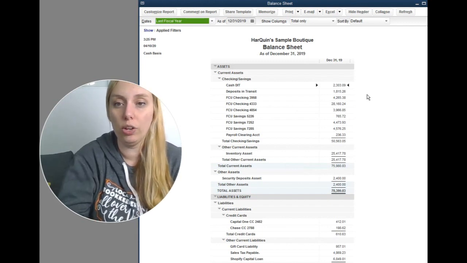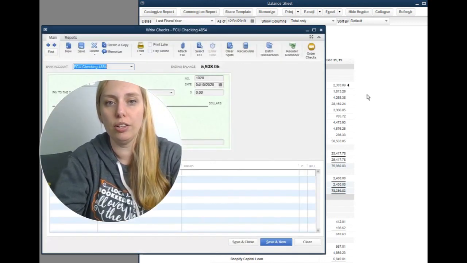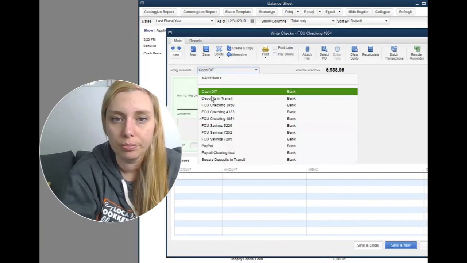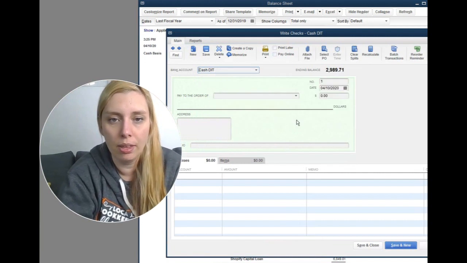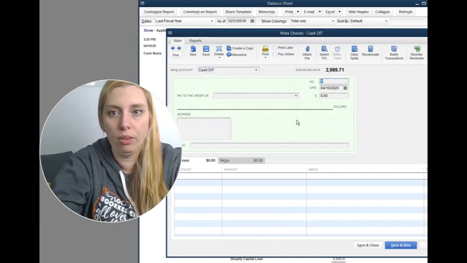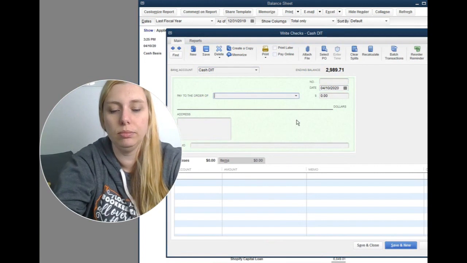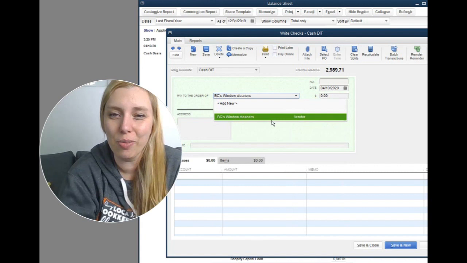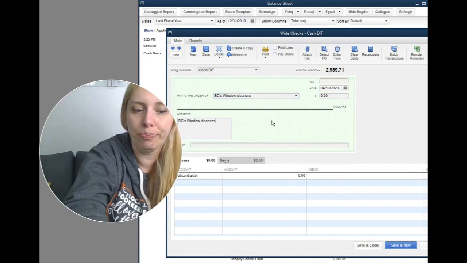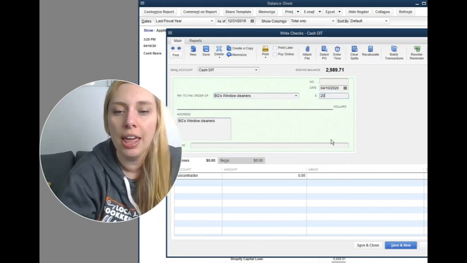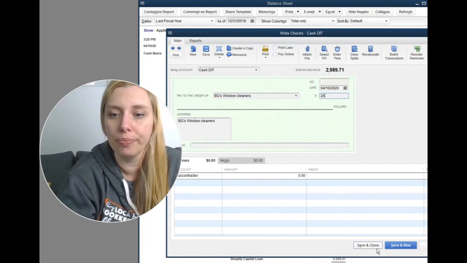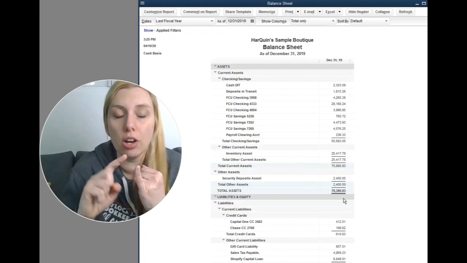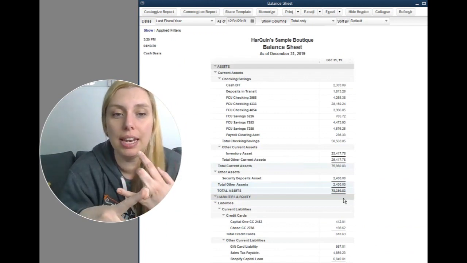So say you paid a window washer. Let's look at what that would look like. So we'd write a check out of the bank account of cash. Window, oh, right there, window cleaners. See, a lot of brick and mortars have window cleaners. I paid them $20 out of cash. That is how you record it. That's what it should look like, guys. So that way you're getting credit for the expense and the money's hitting cash.